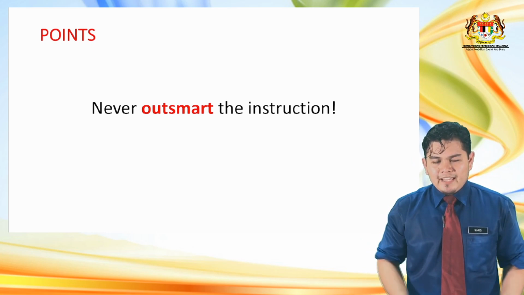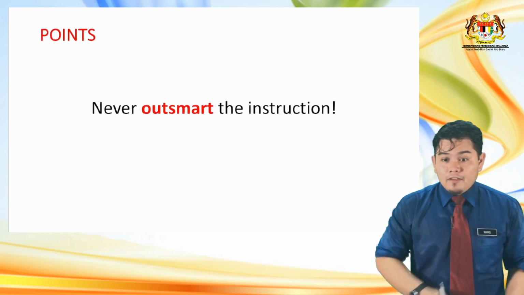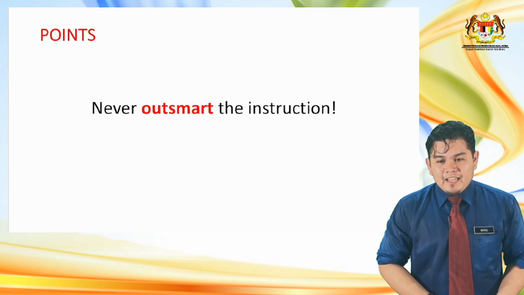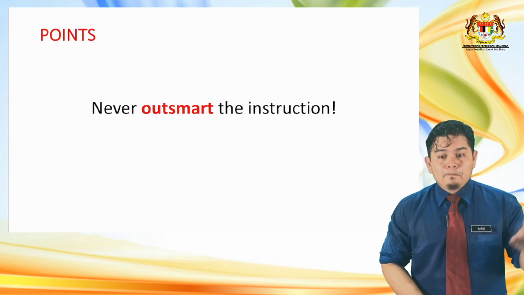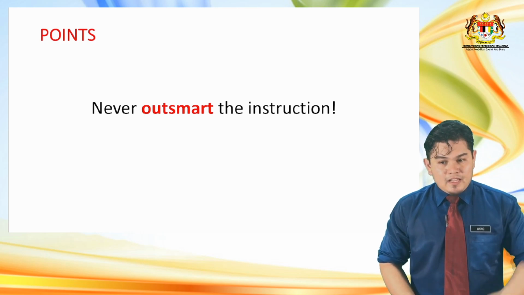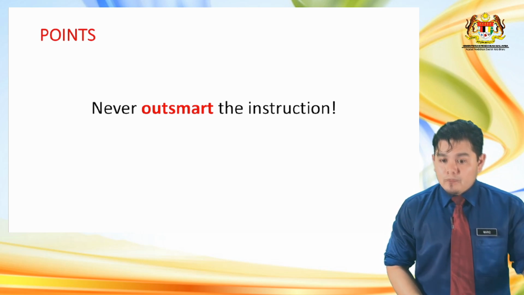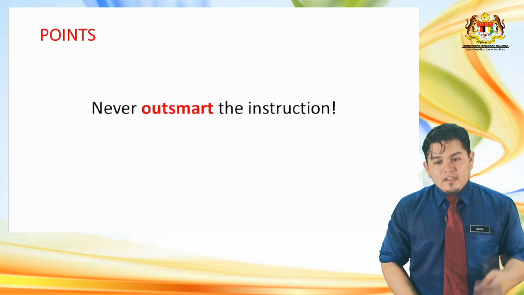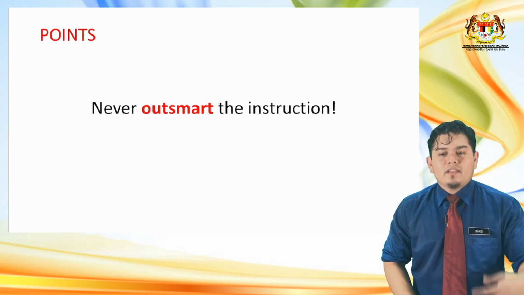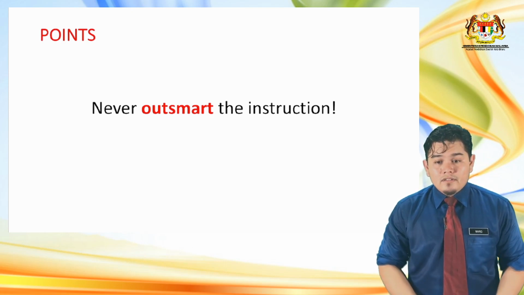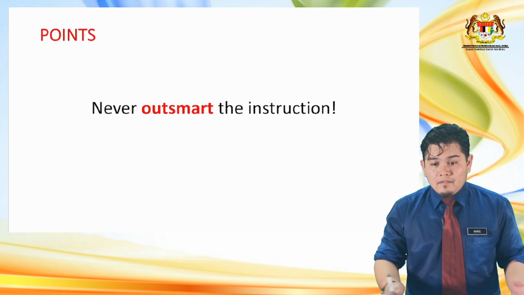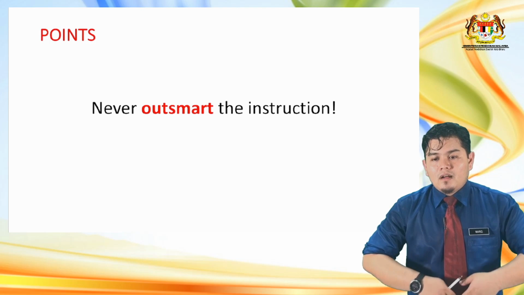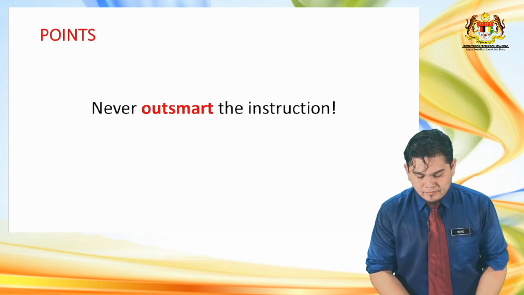But what actually is the point? I think if we review the question later, then you might get a clear picture of what points I'm talking about here. But you have to remember, never outsmart the instruction. If the instruction asks you to give 1 point, you give 1 point. If the instructions ask you to give 2 points, then you give 2 points. If the instructions say 3 points, then you give 3 points. If the instructions say some, which is very vague, very general, then you definitely want to go more than 2.